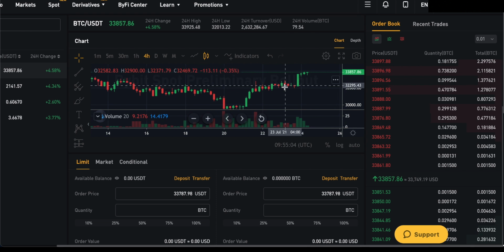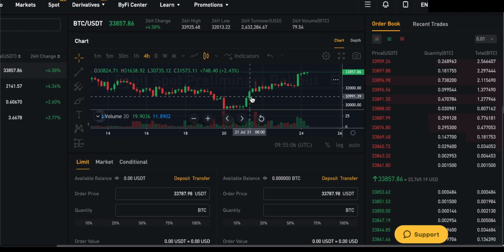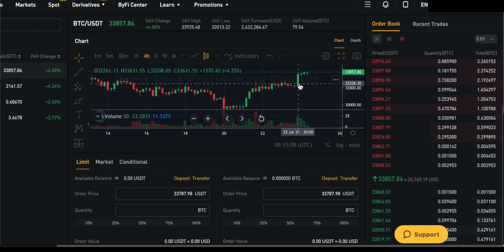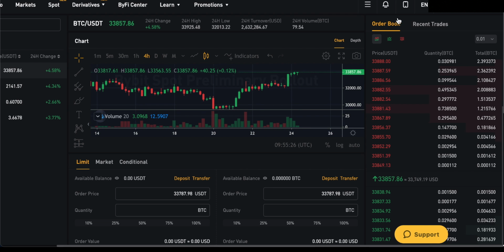So you can see a candlestick chart right here, which is showing you price data in 4-hour increments. Each candlestick is 4 hours of time, and we can see on the right hand side the current price, 33,857. Further to the right hand side, we can see the order book right here.